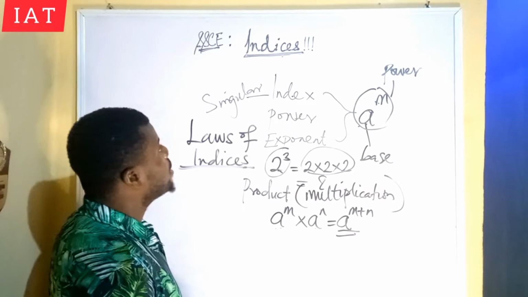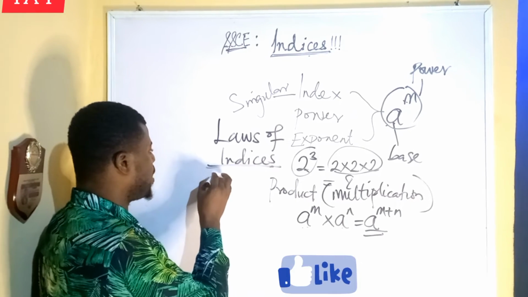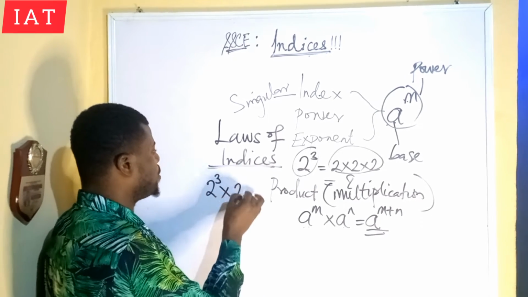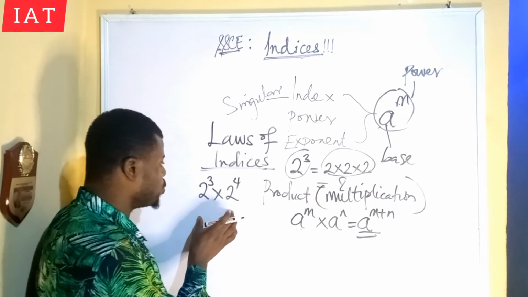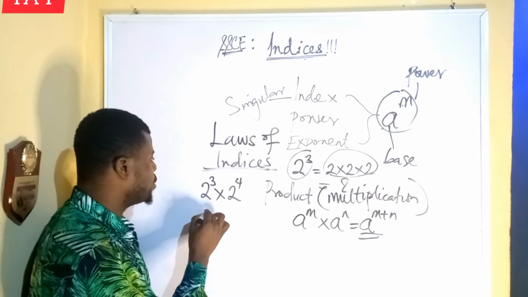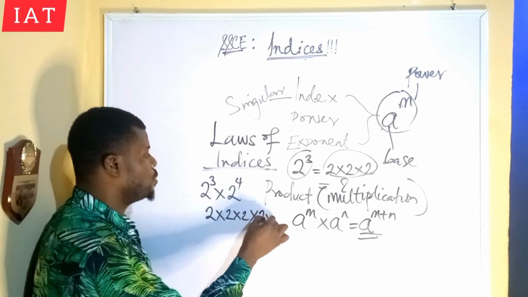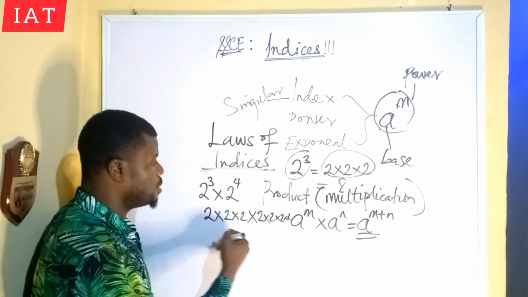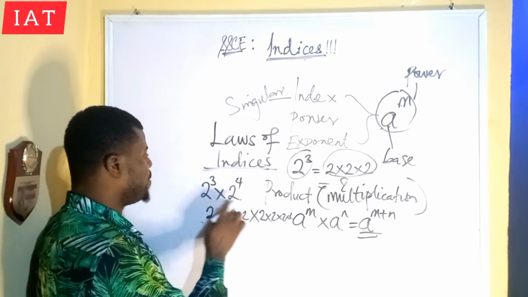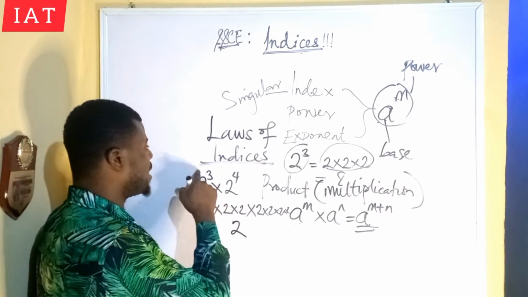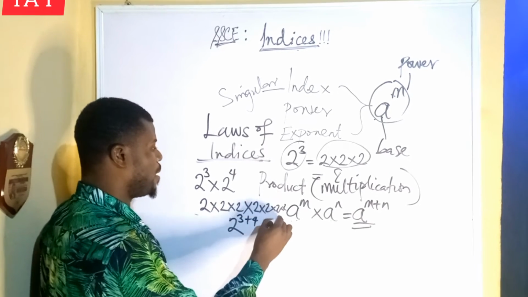So in essence, if I have a problem of this form, 2 to the power of 3 multiplied by 2 to the power of 4, instead of going by the method of saying 2 to the power of 3 means 2 by 2 by 2, multiply 2 to the power of 4, 2 by 2 by 2 by 2, this will be strenuous. So instead of going through this process, you could easily pick one of the common bases and add the powers, which is 3 plus 4. And this will give us 2 to the power of 7.